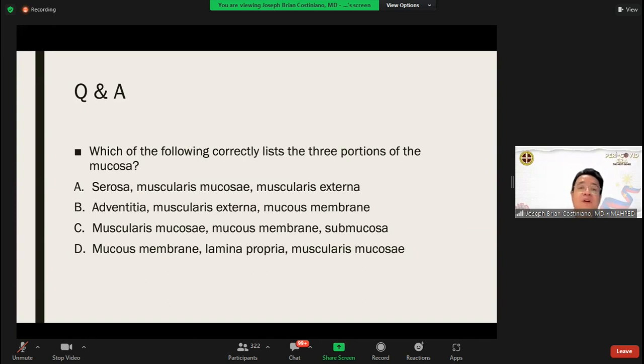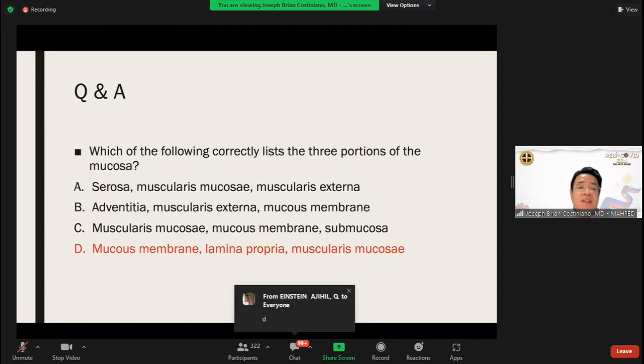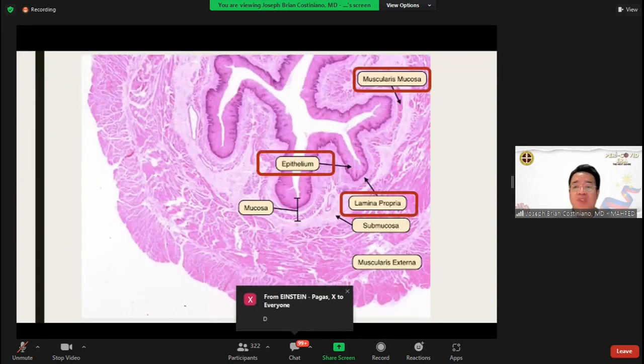It's already 4. So, which of the following correctly lists the 3 portions of the mucosa? I think I asked this already, no? So you can answer this now, right? This question keeps repeating, so that's why we really drive it in. Again, it's letter D: mucous membrane, lamina propria, and your muscularis mucosae.